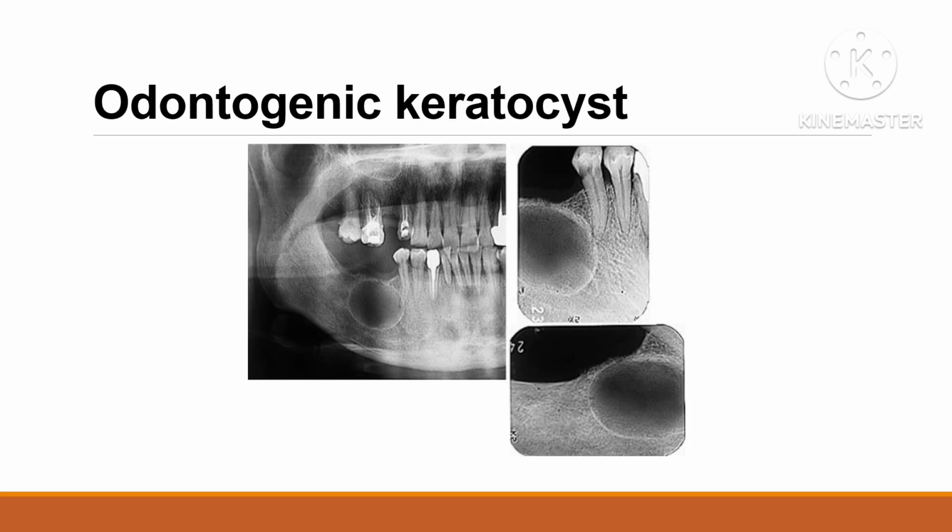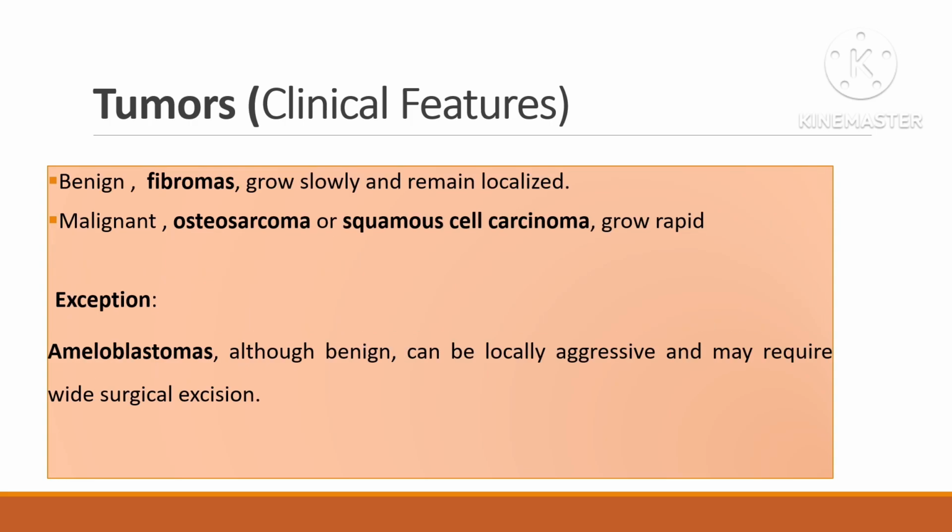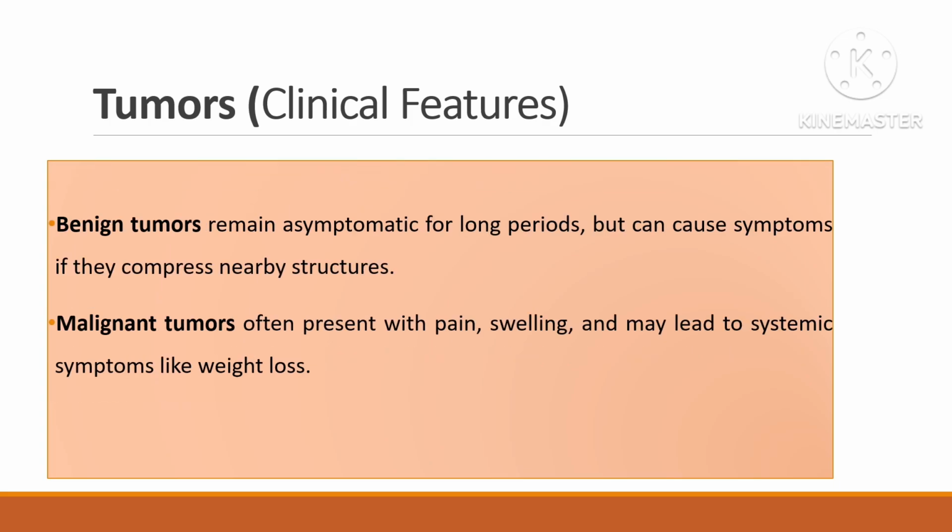Benign tumors grow very slowly, and they remain localized. They remain asymptomatic for long periods but can cause symptoms if they compress nearby structures. Malignant tumors often present with pain, swelling, and may lead to systemic symptoms like weight loss. The benign tumor ameloblastoma is an exception, as although it is benign, it can be locally aggressive and may require wide surgical excision.